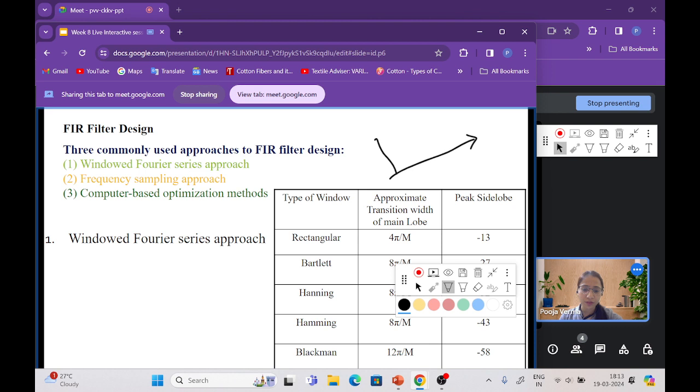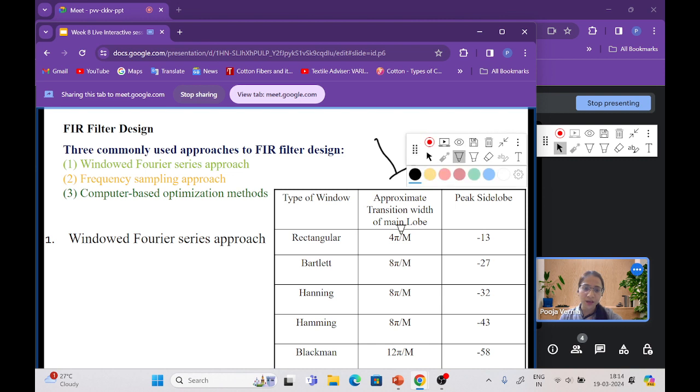There are different types of window functions available: rectangular window, Bartlett, Hanning, Hamming, Blackman, Kaiser window, and all other types. Their approximate transition widths and peak side lobes are defined in this table. For the rectangular window, the transition bandwidth is 4π/M. For the Bartlett, Hamming, and Hanning windows, the transition bandwidth is 8π/M, and for the Blackman window, it is 12π/M.